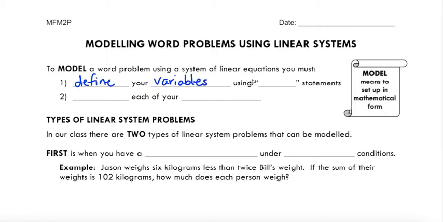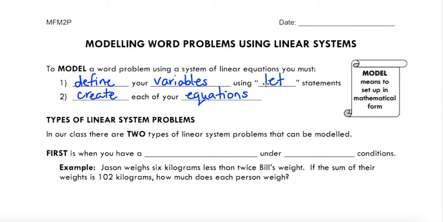Sometimes you're not going to get equations provided to you in a word problem. Sometimes you're going to have to make up your own equations. Before we can make up our equations, we have to identify what those variables are going to be. So what is our x going to be? What is our y going to be? And we don't always have to use x and y. Sometimes we can use the letters that will make sense in terms of our problem. Once we've defined the variables, now we can create each of our equations. Model just means to set up in mathematical form the equations of our situation.